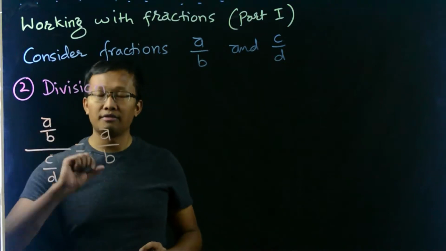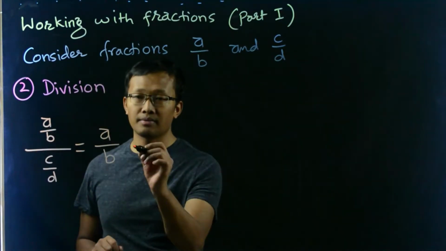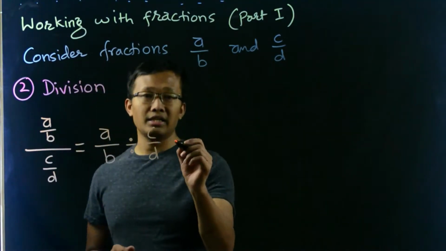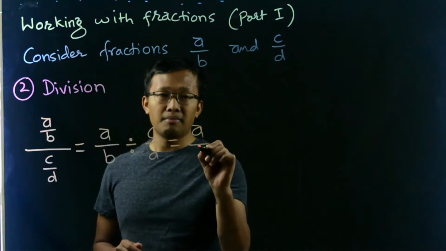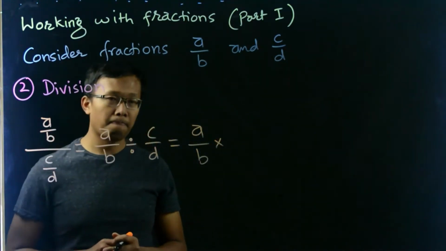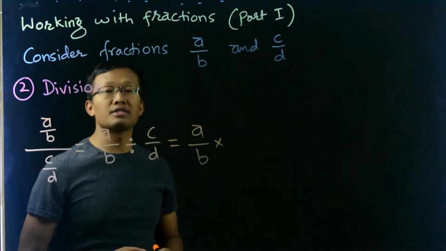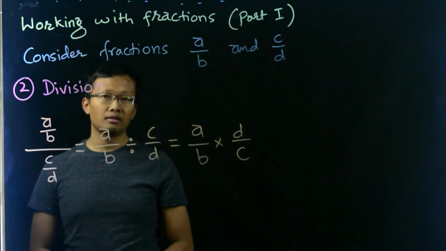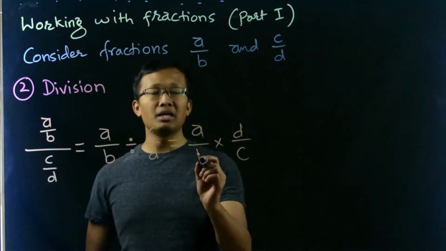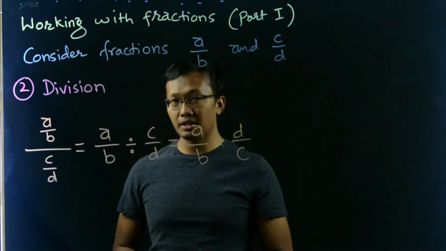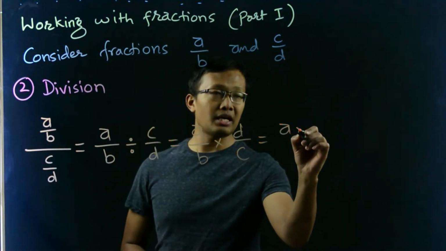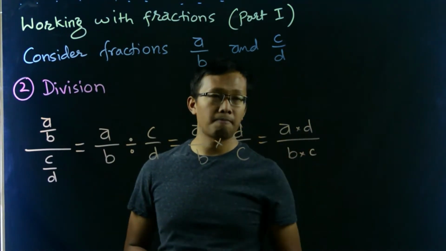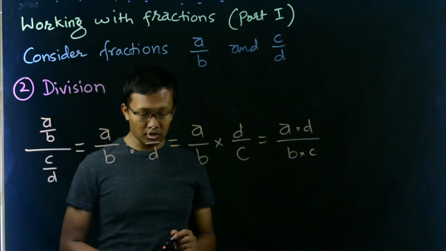Put the fraction on the numerator as it is, divided by c by d. Then finally it can be written as a by b times, take the reciprocal of c by d, which is d over c. Then we can simply multiply the numerators and multiply the denominators, which is a times d divided by b times c. So that's the division rule.